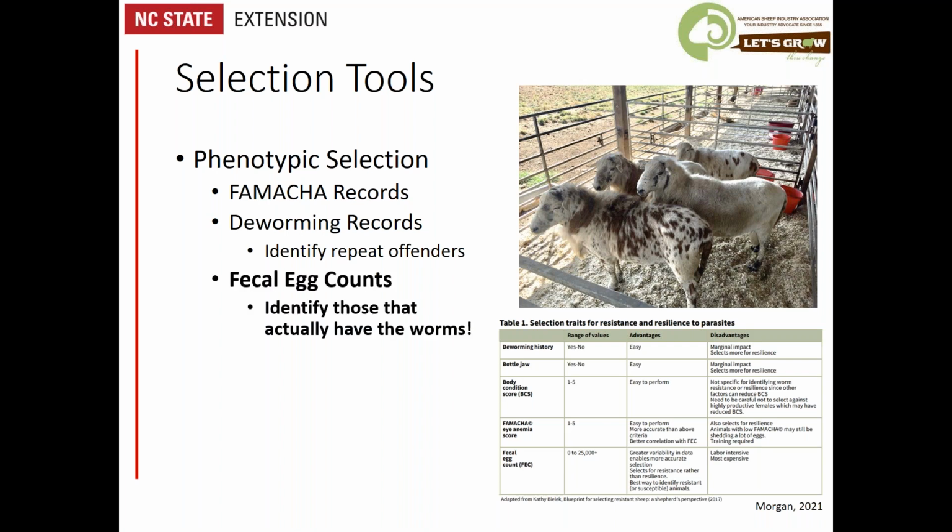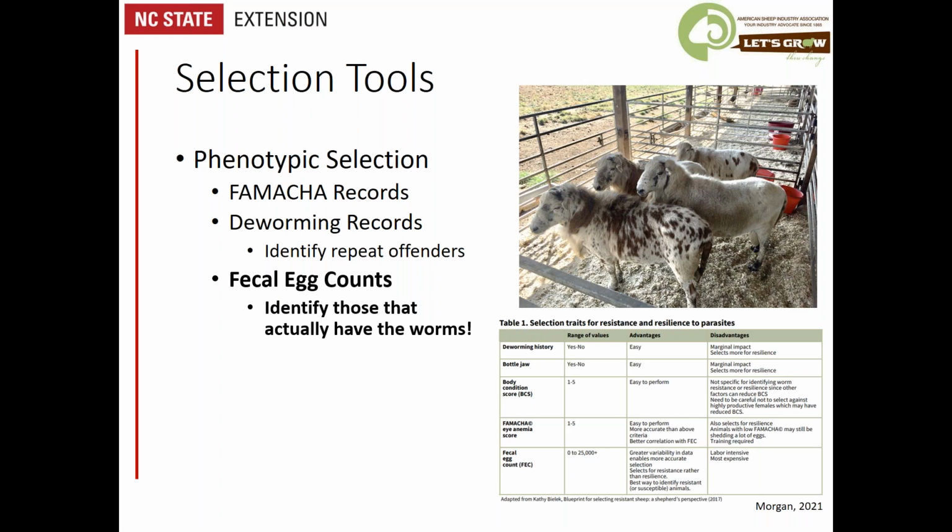That will probably make our lives a little bit better and remove some of that parasite burden from our operation. But we can also do fecal egg counts, and fecal egg counts are really our most valuable selection tool because they allow us to identify those individuals that actually have the worms. With FAMACHA scores and deworming, we're just identifying those animals that are getting more anemic and needing treatment. We don't know how many parasites they actually have or how many eggs they're shedding on our pasture. Fecal egg counts allow us to do that. So I highly recommend doing some fecals and determining who those individuals are that are truly carrying most of the parasite burden.